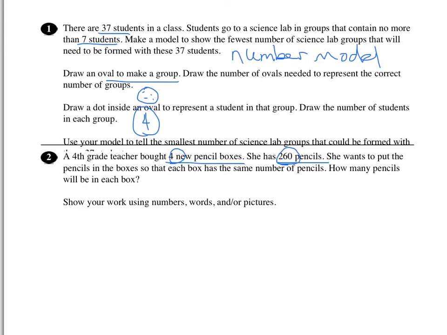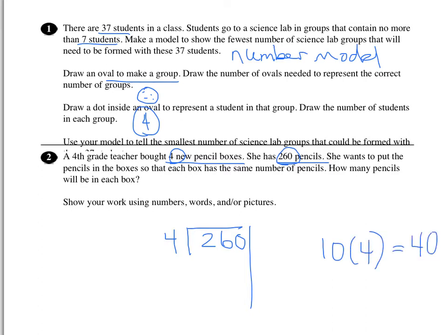So what I would ask students to do is practice the partial quotient, which we've done in class. So they're going to put 260, the dividend, underneath the division bracket, divide by 4. They're going to start by making 10 groups of 4 because they're equal groups. That would mean she could get 40 pencils into each. So they're going to keep going.